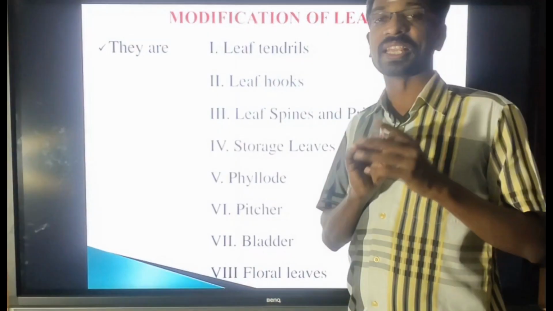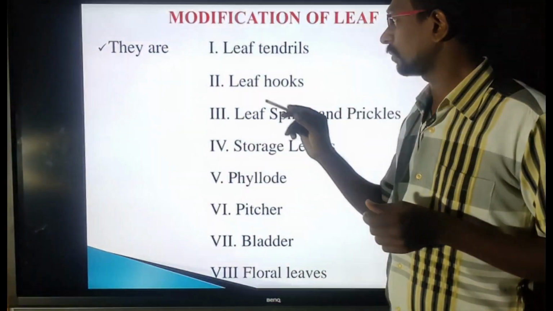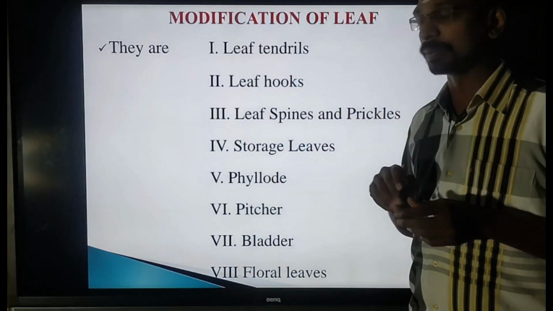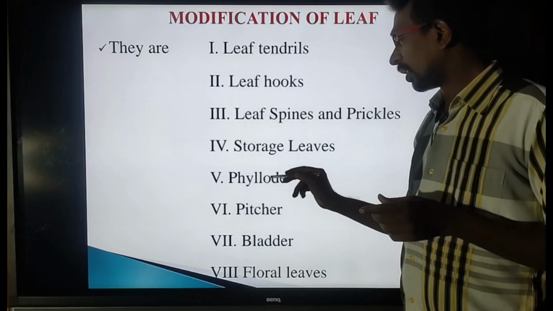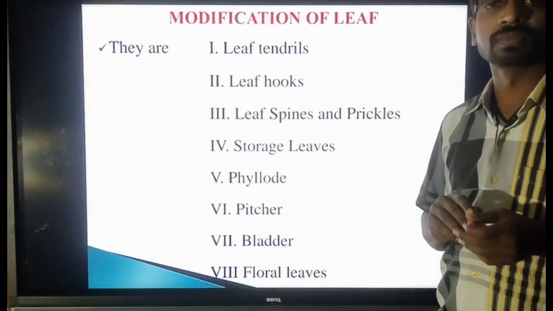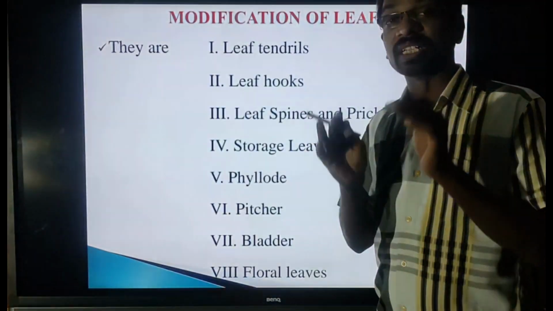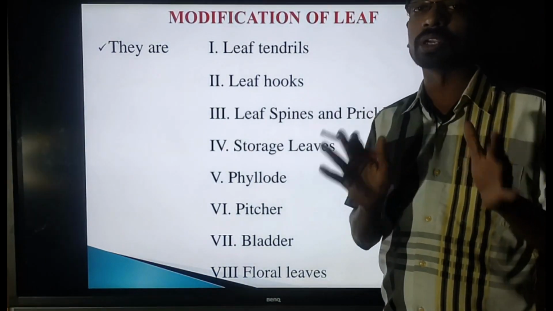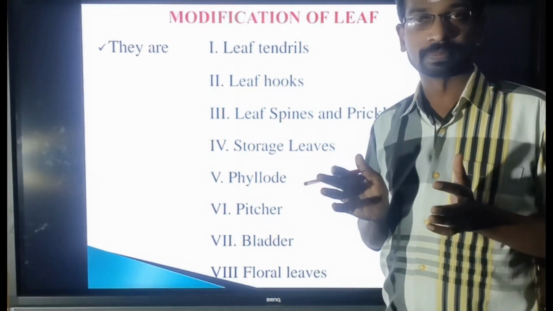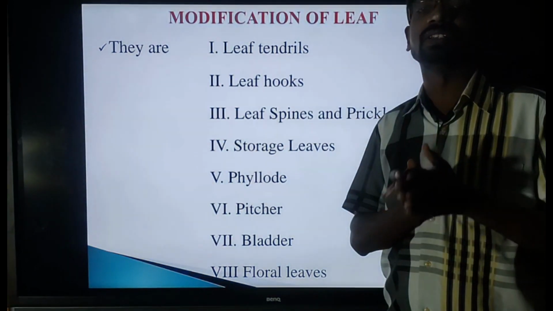So what are the modifications of the leaf? First one is leaf tendril and leaf hooks, leaf spine or bracteals, storage leaves, phyllodes, pitcher, bladder, floral leaves. These are the different leaf modifications present in different groups of plants. They are not common and not present in all groups of plants.